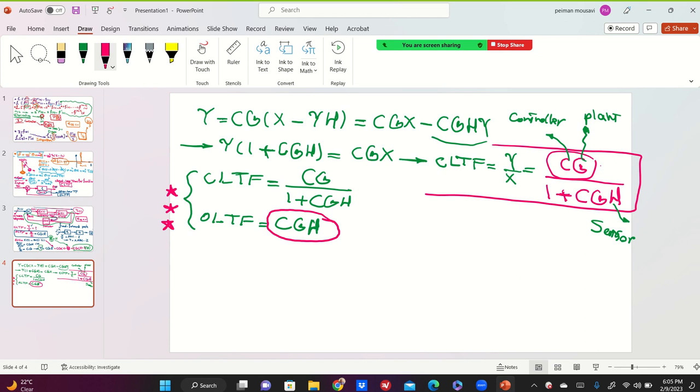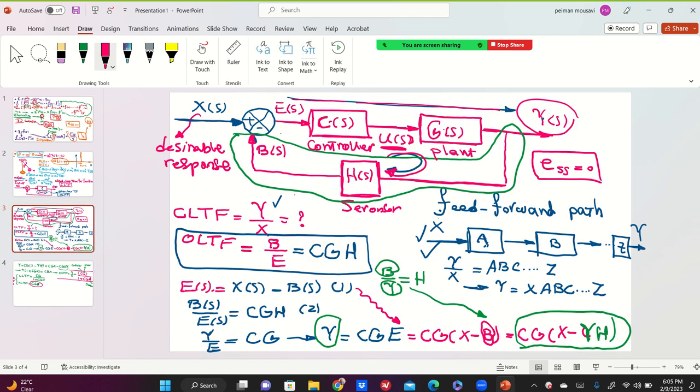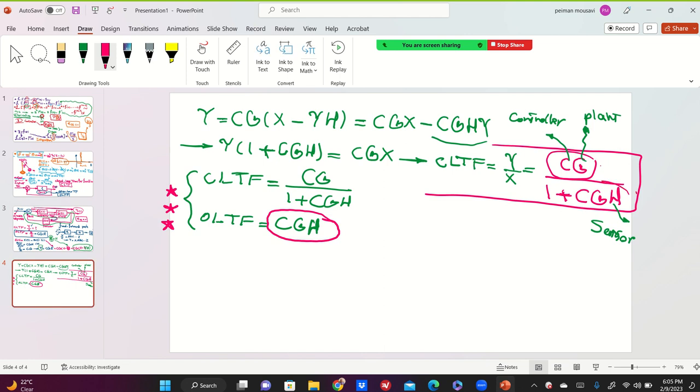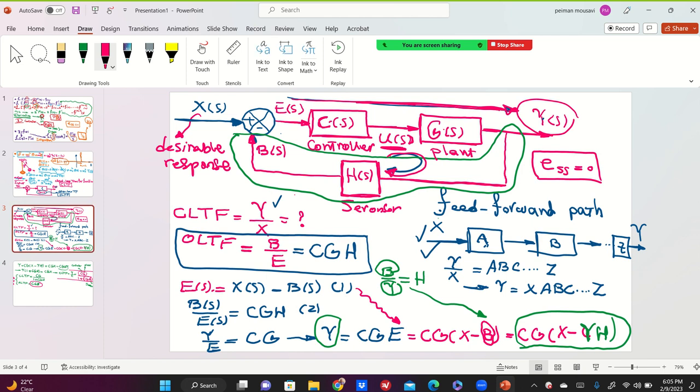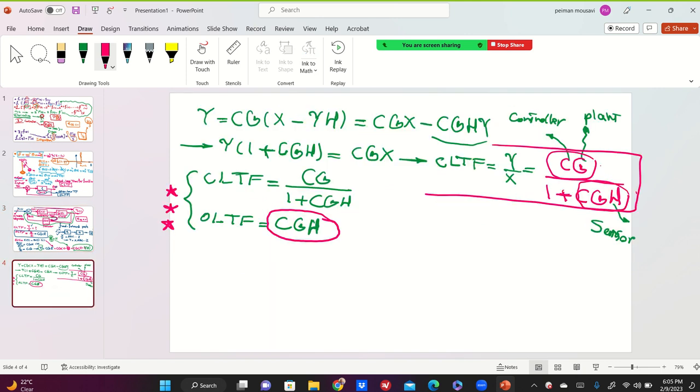Oh, okay. So the numerator of the closed loop transfer function, CG, is the multiplication of the blocks in the feed forward path here. See, everything is going forward, right? CG, right? And in the denominator, 1 plus this term is the multiplication of the blocks in the feedback path. See, this is feedback, CGH. Understand? Everybody? Good.